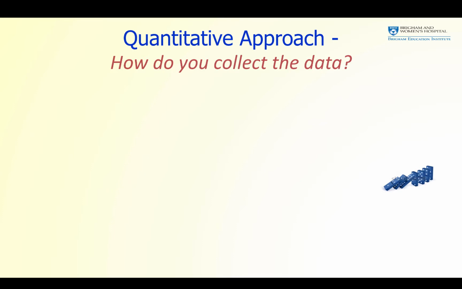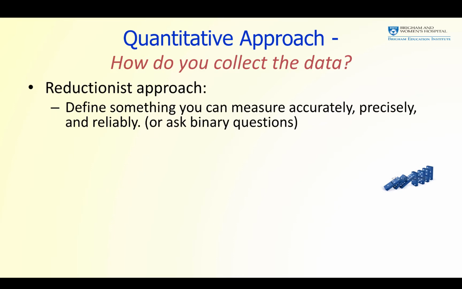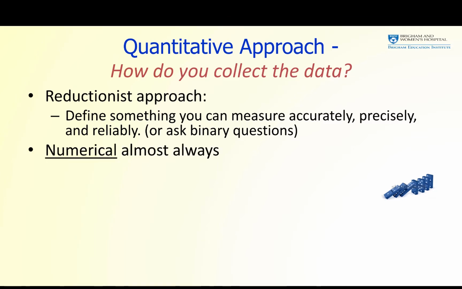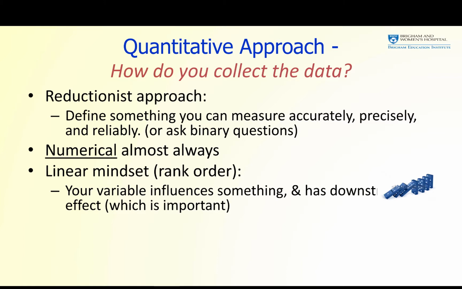How do you collect data using a quantitative approach? Well, it's very reductionist to find something that you can measure accurately, precisely, or reliably. Like, is the student coming to class? Yes or no? It's almost always a numerical-based approach, and there's very much a linear mindset. There's a rank order. And your variable that you're studying influences something and has a downstream effect.